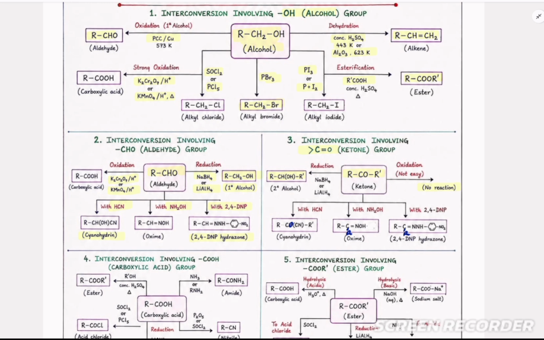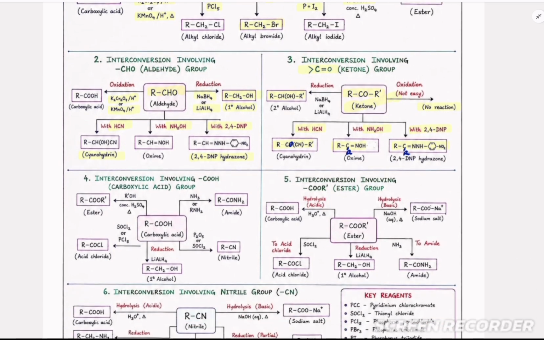And further, the same reaction with HCN, the CN nucleophile, we get cyanohydrin. With the hydroxylamine we get oxime again here, and with the 2,4-DNP we get again 2,4-DNP hydrazone. So this is the case, where the reactions are the same. Whether it's an aldehyde or ketone, what we have in common is that all these three reactions are basically nucleophilic addition reactions.